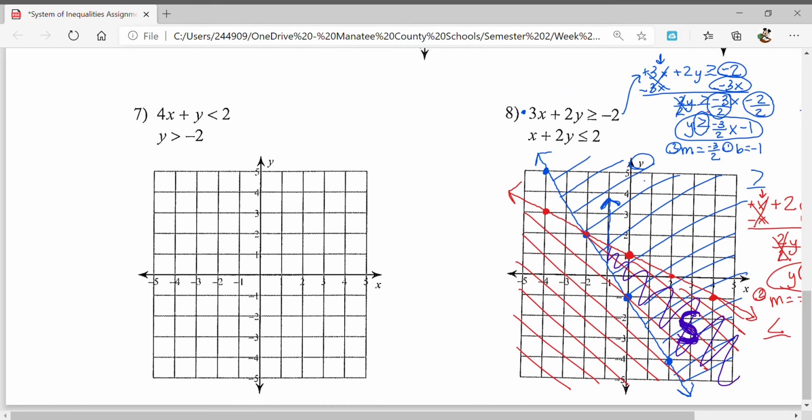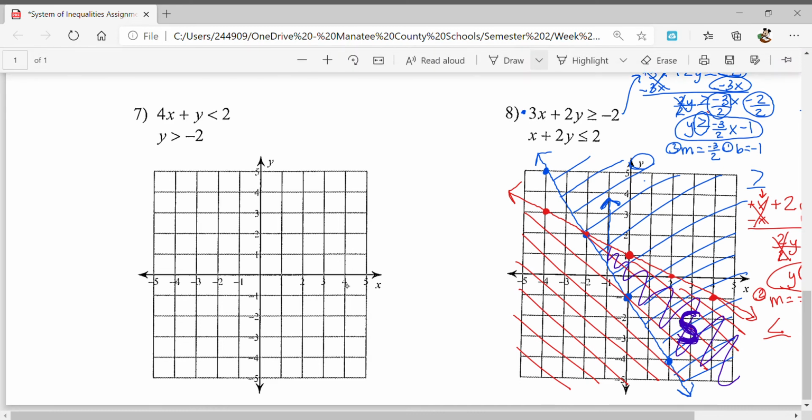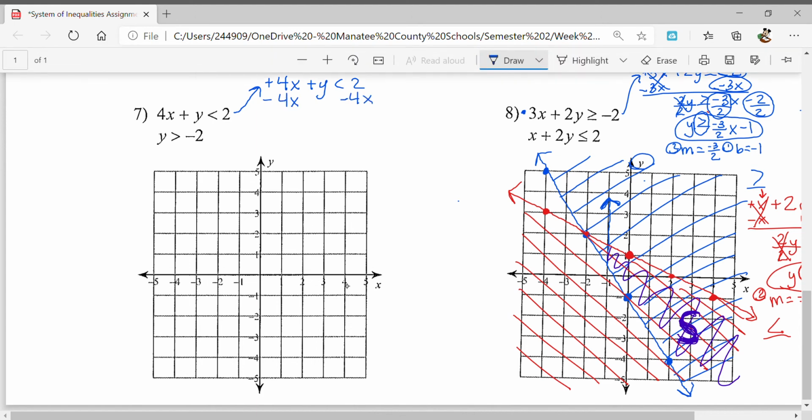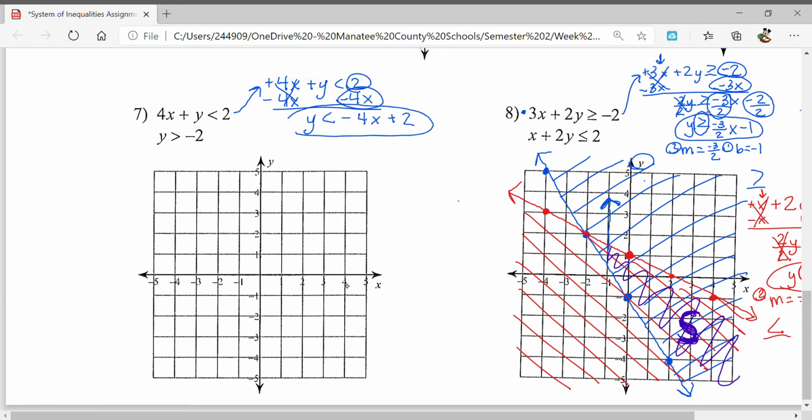Number 7, I just want to help you guys out. Let's get number 7 started. So this first inequality for number 7, this 4x plus y is less than 2. You need to get the y all by itself. So you need to move that 4x to the other side first. It's a positive 4x. You're going to do the opposite. Minus 4x on both sides. So then you have y is less than negative 4x plus 2. This is what you're going to be graphing.